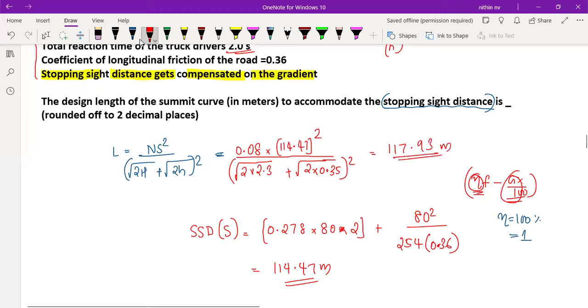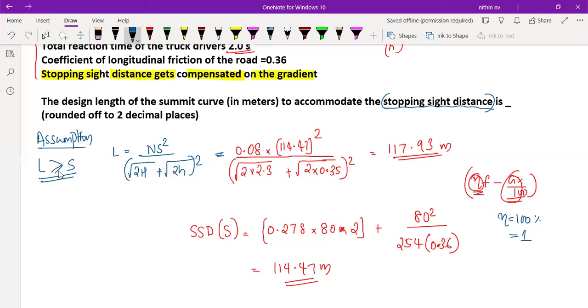That's it. Now here there is an important check. What is the check? Whenever we are using this equation, we are having an assumption, right? So what is the assumption? That the length value which we are going to calculate is greater than or equal to the stopping side distance.